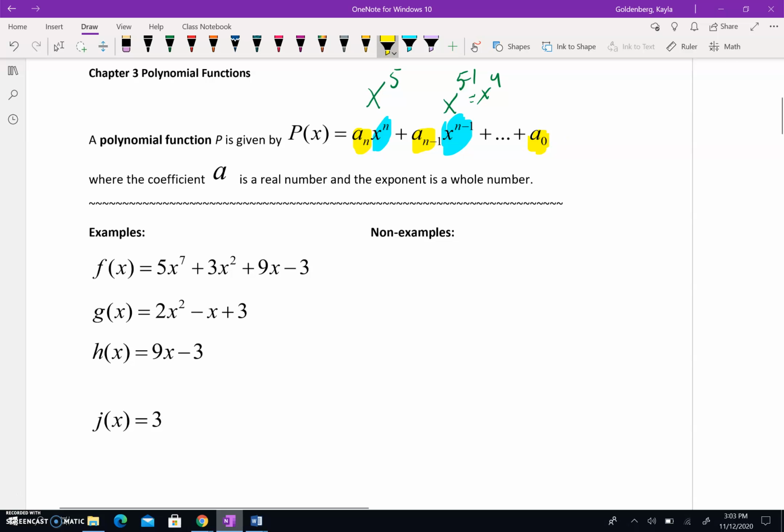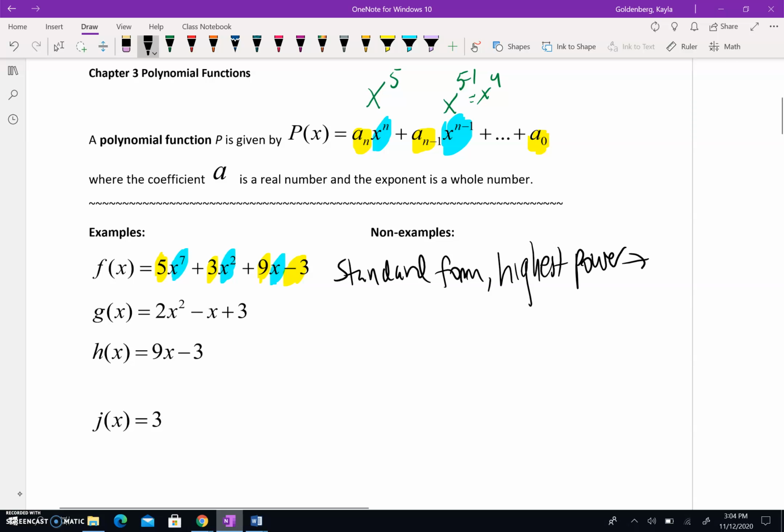So here's a nice example. I really like this example to kind of compare. So we've got some numbers, some coefficients, and then some x's, right? So this is what a classic polynomial function looks like. Notice it is in standard form, similar to standard form of a quadratic function. The standard form is highest power to lowest. And you'll notice that the lowest power, quote unquote, is a constant in this case.